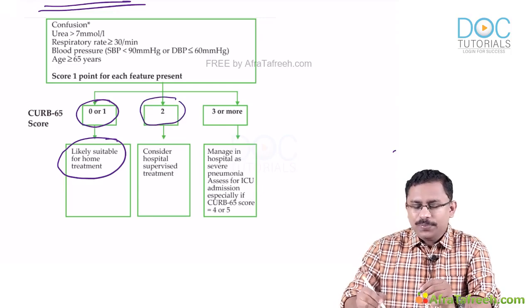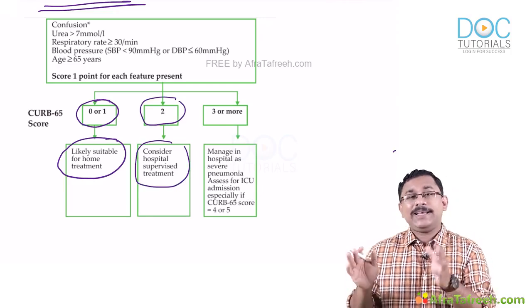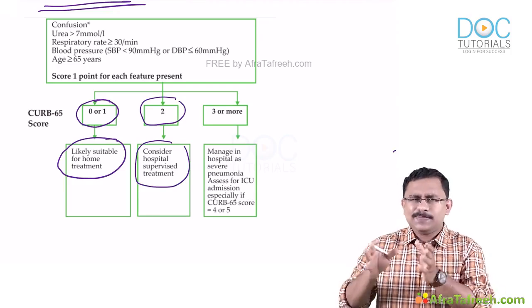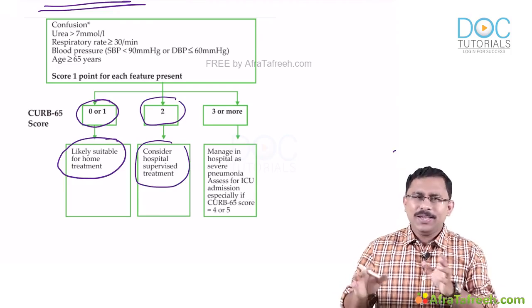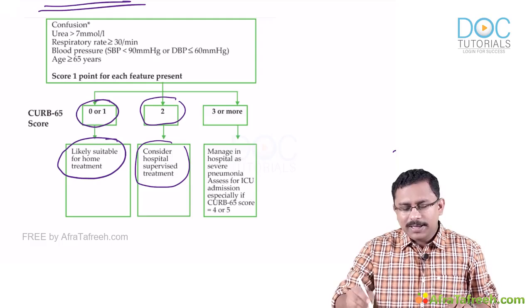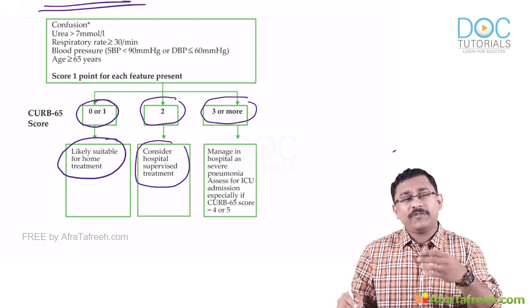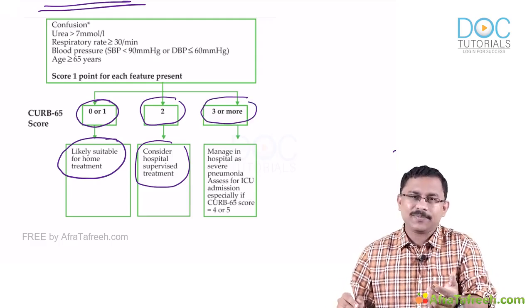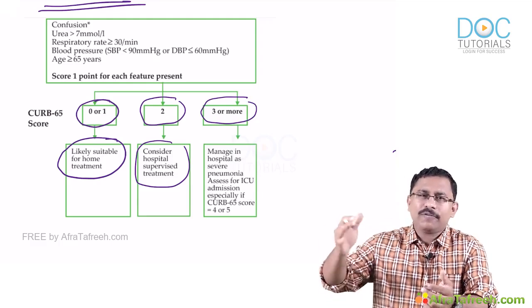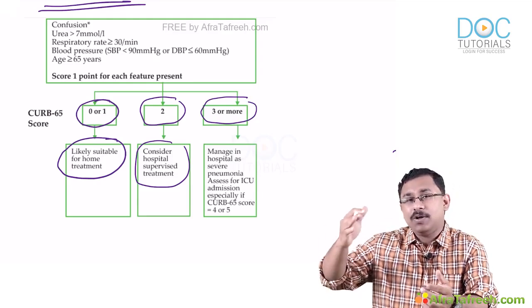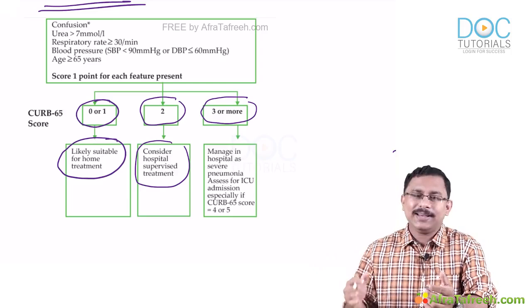If it is 2, you can consider a hospital-based supervised treatment, which means it is better to admit that patient, maybe in the wards. But if the score is 3 or more, preferably you go for an ICU admission, because 3, 4, 5 all belong to the high risk category.